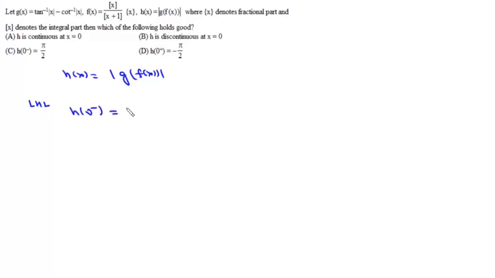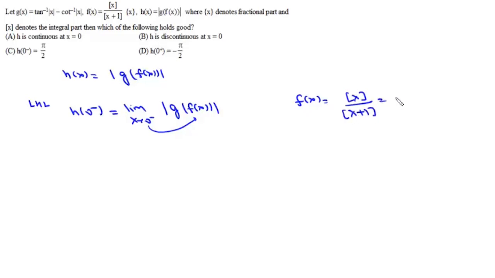Now left hand limit will be limit x tends to 0 negative. So it will be this limit x tends to 0 negative mod of g(f(x)). So value of x 0 negative will go into f(x). Now if you look at this, f(x) is greatest integral function of x upon greatest integral function of x plus 1. Now if we put x as 0 negative, then in the denominator we'll have minus 1 plus 1, and there will be 0.